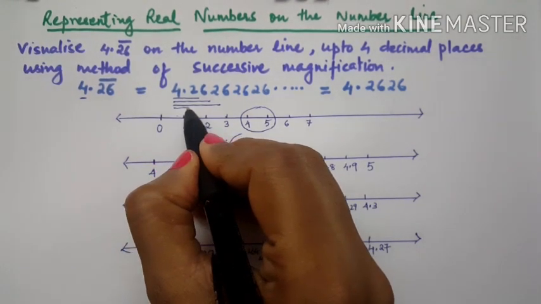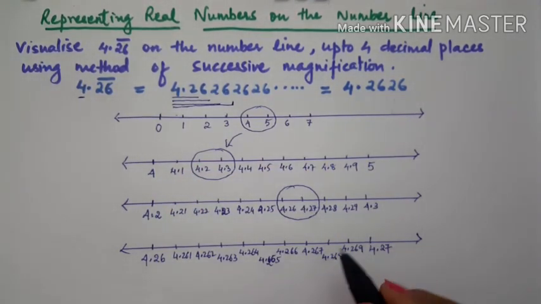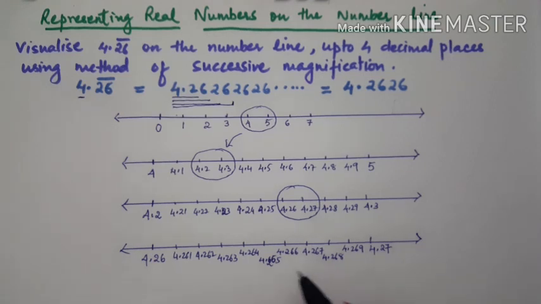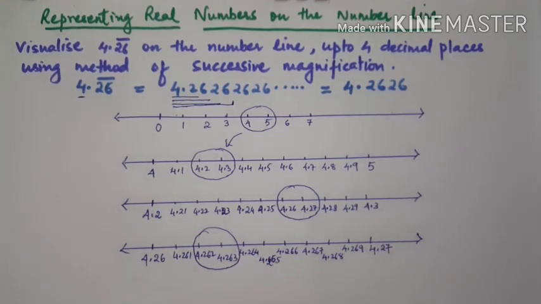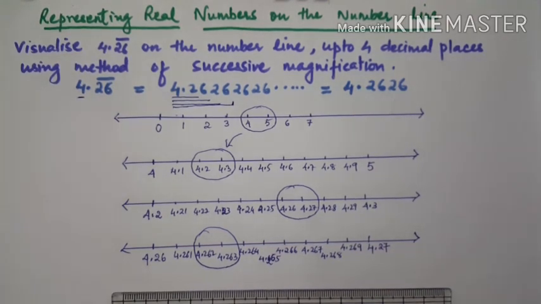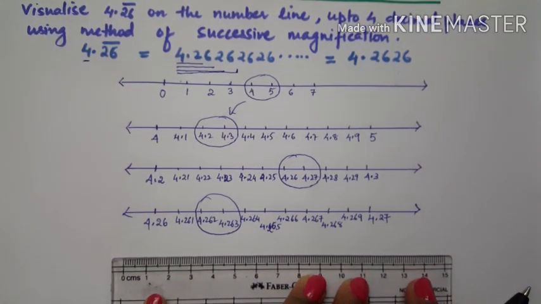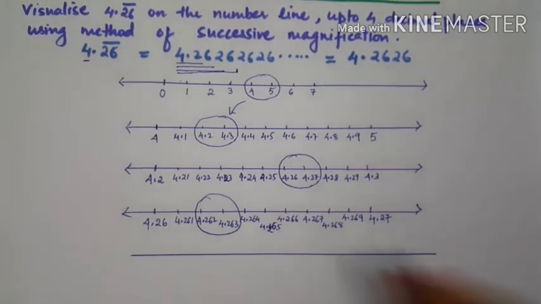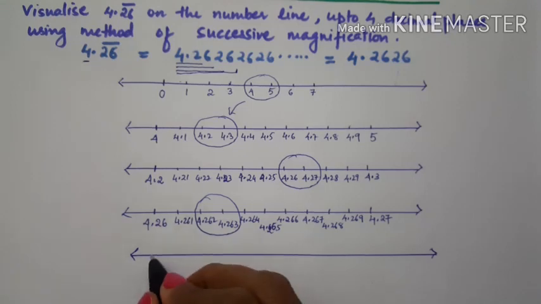Now 4.2626 will lie between 4.262 and 4.263. So we will magnify the number line between these two numbers. And divide it into 10 parts.